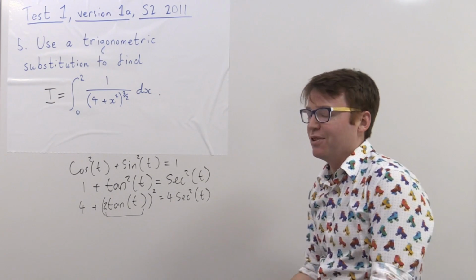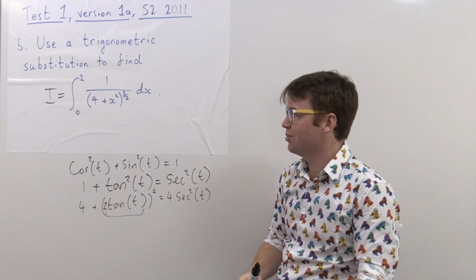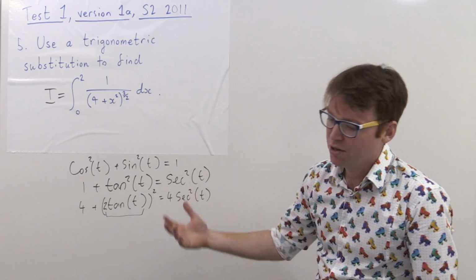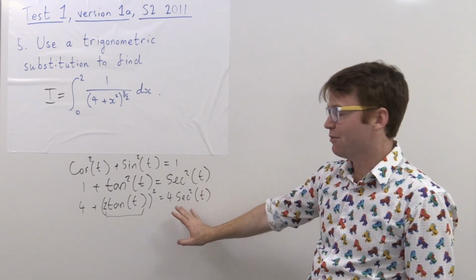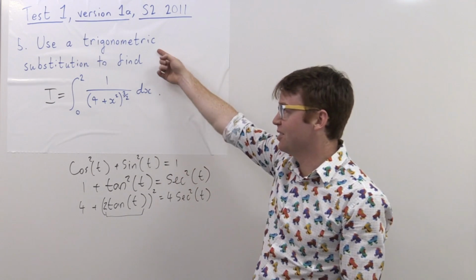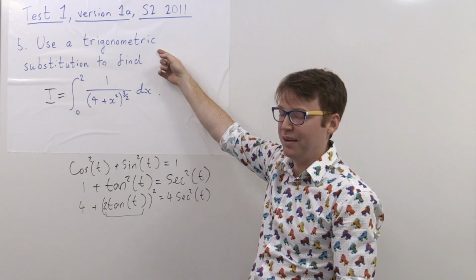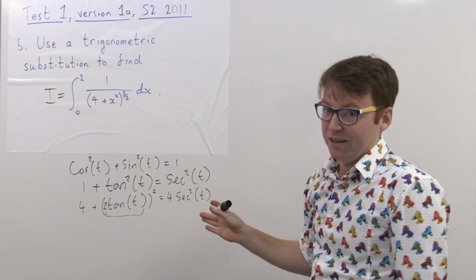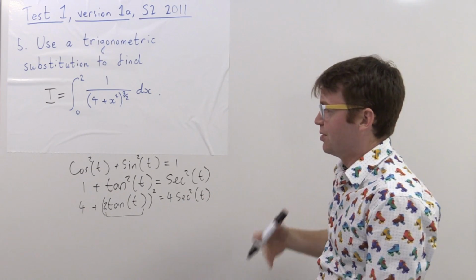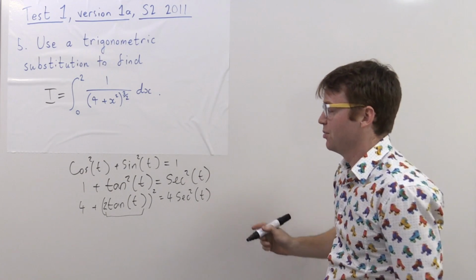Now, generally speaking, I prefer not to use tan and sec substitutions. I prefer to use sine and cos, or hyperbolic sine or cos. So I'm feeling a little bit uncomfortable with this substitution. But the question tells me to use a trig substitution, and by that they mean sine, cos, tan, or sec. So I better just roll with it, even though personally I think we should be using a different substitution here.